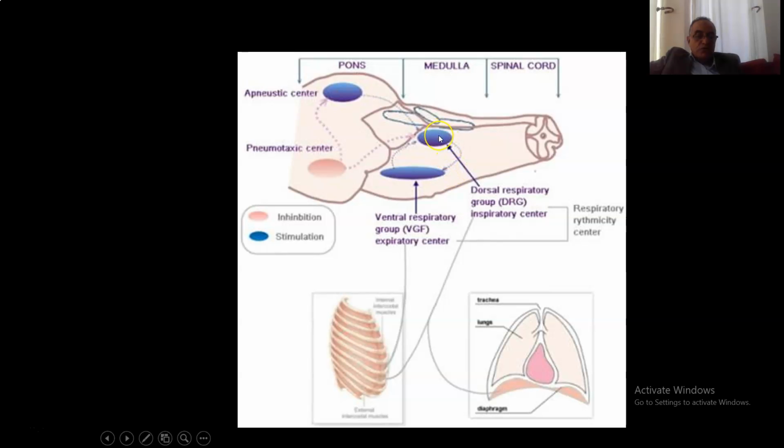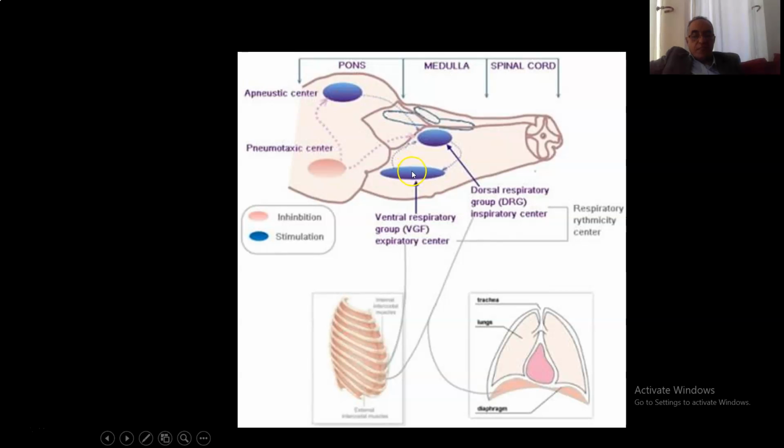So it is very important to initiate respiration by sending impulses to the diaphragm and to the intercostals. It is present posteriorly, at the midline, near the dorsal motor nucleus of the vagus, and it's very dangerous. If you injure it, you get an apneic patient.